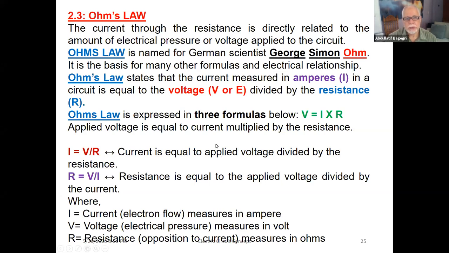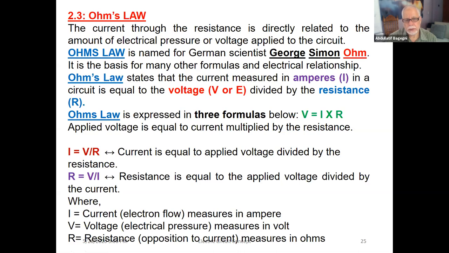The current through a resistance is directly related to the amount of electrical pressure, or voltage, applied to the circuit. So this is the definition of Ohm's law. It's a relationship between the voltage and the current. Now, in order to get a current, we have to have a voltage supply, or electrical pressure.